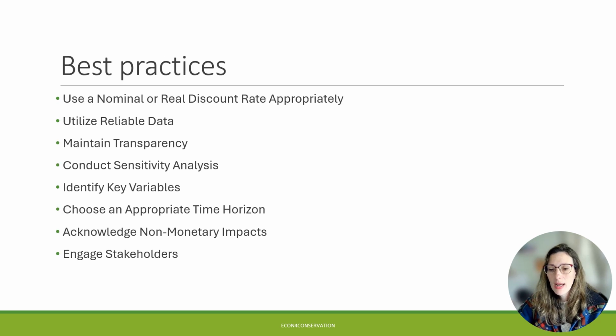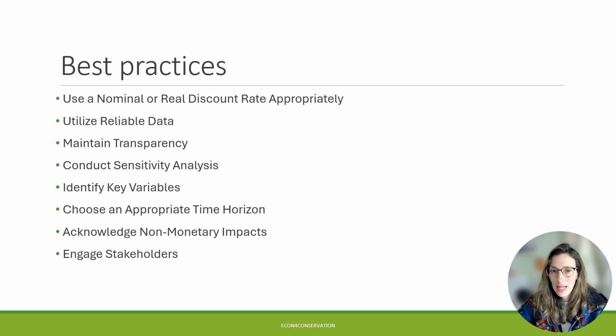So this is my last slide about best practice. So you should use a nominal discount rate appropriately. Use a nominal discount rate when working with current prices adjusted for inflation and a real discount rate when using constant prices. The second one is use reliable data. When conducting a CBA, aim to use the most reliable data available, preferably data that is widely accepted by other researchers. Transparency. Be transparent about the assumptions and inputs used in your analysis.